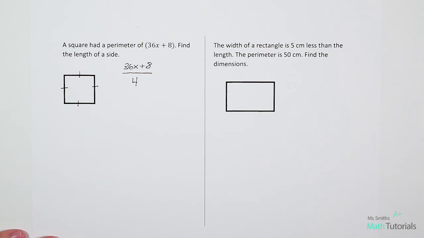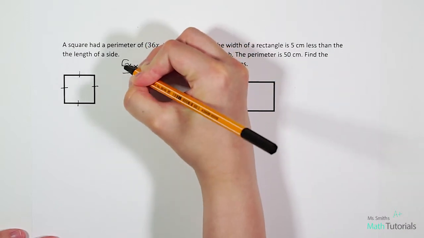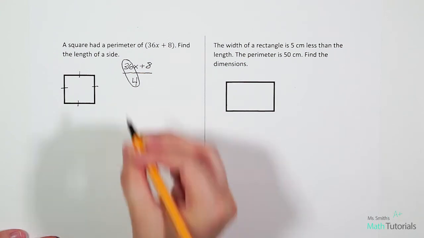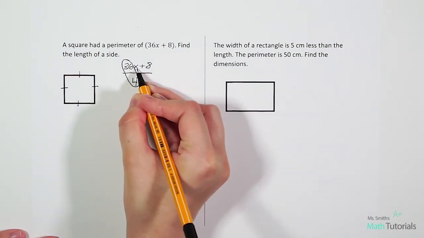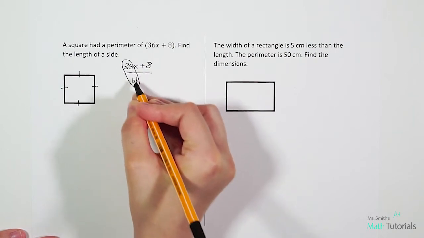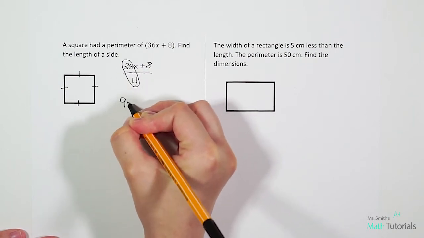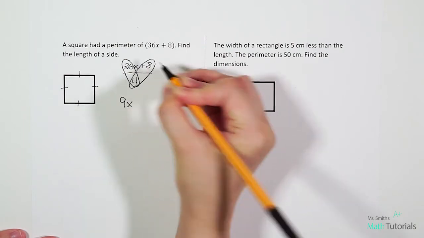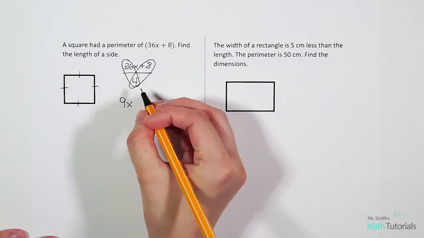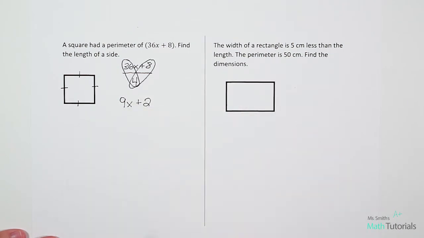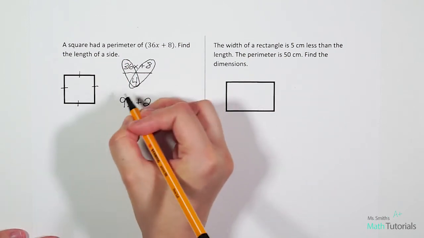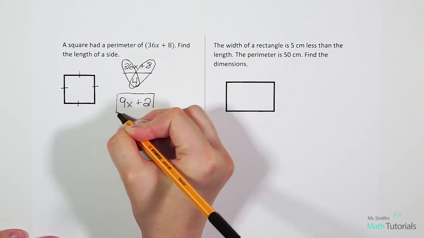Now from here, we do want to reduce the fraction. Our first fraction is 36 divided by 4, which would be 9. And we don't want to forget our x, because it's really 36x divided by 4. But our numbers reduce to 9x. And then we want to reduce positive 8 divided by 4, which would be a positive 2. It asks us find the length of a side. One side length would be 9x plus 2.